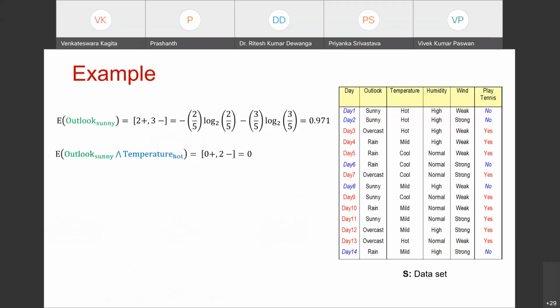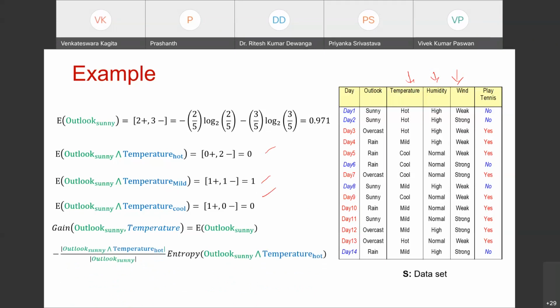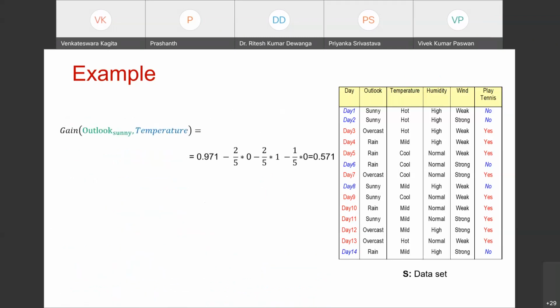Outlook sunny and temperature hot. So you're checking for the other attributes. Among these 3, which is the attribute that you need to select for that node? Temperature taking 3 values: temperature hot, temperature mild, temperature cool. For all 3 of them, measure the impurity. Compute the gain, which is entropy of Outlook sunny minus the fraction of examples with Outlook sunny and temperature hot times entropy of Outlook sunny and temperature hot. Similarly do this, you will get gain as this.